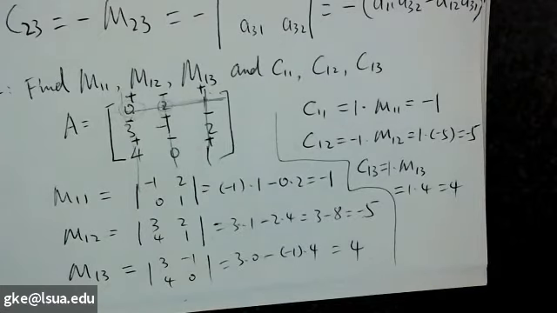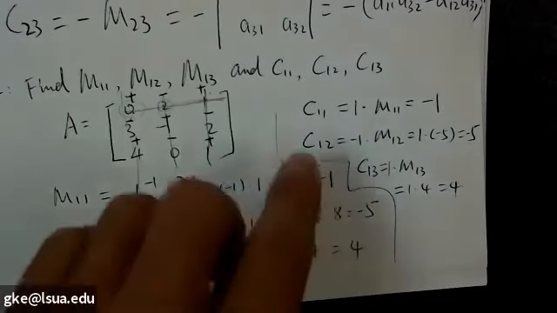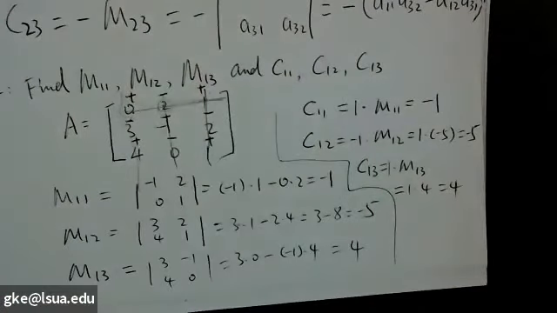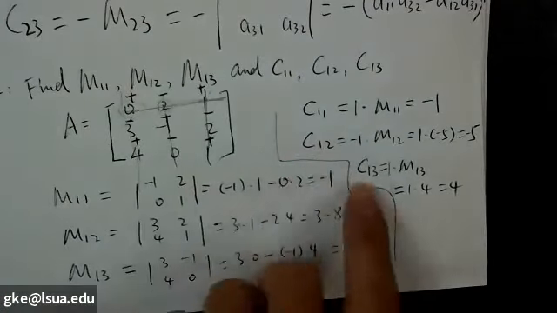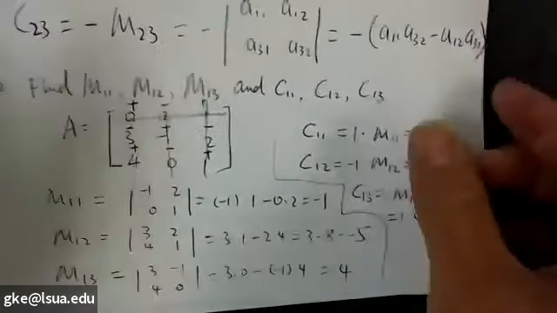Now, how to calculate the determinant of a square 3 by 3 matrix? We're going to use the property of the cofactors: C11, C12, C13. Let's take a look at the definition.